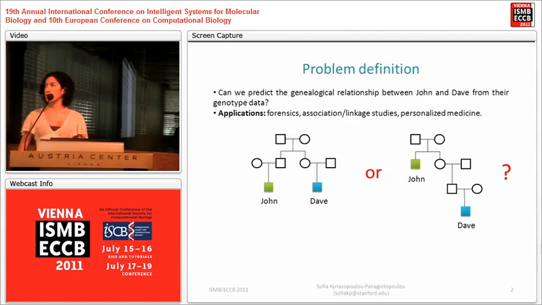Forensics is an obvious application, but other interesting applications include personalized medicine or association and linkage studies where unspecified relationships can seriously affect the statistical results of the study.